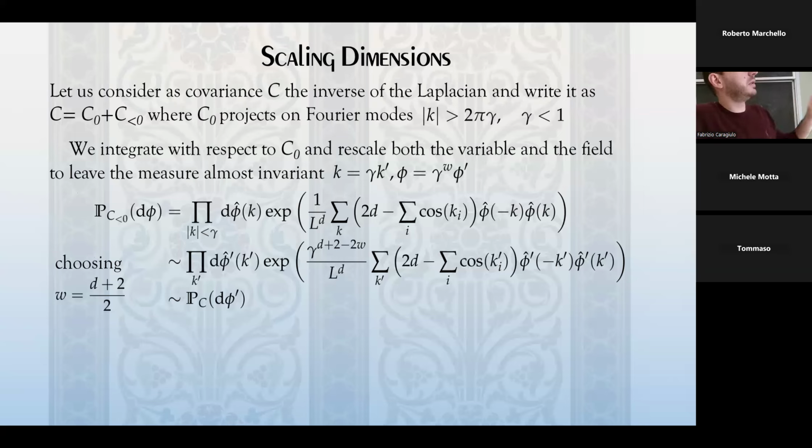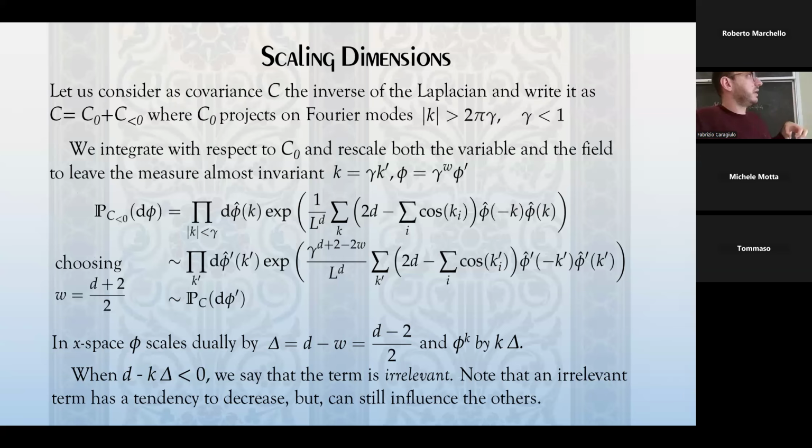The first is approximating the 2D minus cosine of k by its Fourier series. So we approximate it by k squared, which is exactly true for the Laplacian on R, but in this case it's only approximately true, but it's still approximately true. And this grants us the factor gamma to the 2. Then we scale also the variable k, and since we are in d dimensions, we get a factor gamma to the d. And then we have the minus 2w by the rescaling of the field. If we want to have exactly a factor of 1, then w must be such that the exponent of gamma is 0. So we get w equal to (d plus 2) over 2.